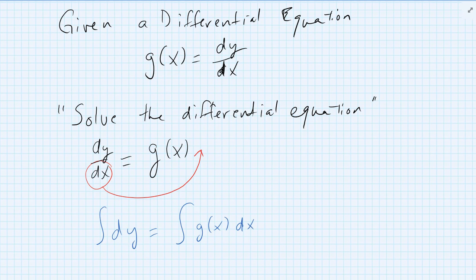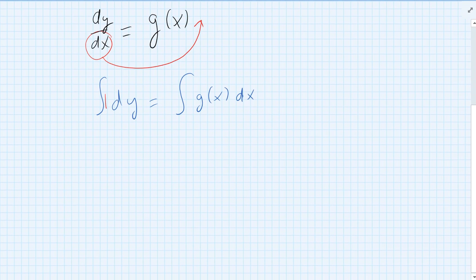And remember, if you're integrating dy, there's a 1 there, right? What's the integral of 1? In this case, with respect to y, it's going to be y. So that means y equals the integral of g of x dx. So when they say you're going to solve a differential equation, you're just going to integrate with respect to the variable that's on the bottom, and that's going to be equal to y, or whatever else they want to call it. Okay? All right.